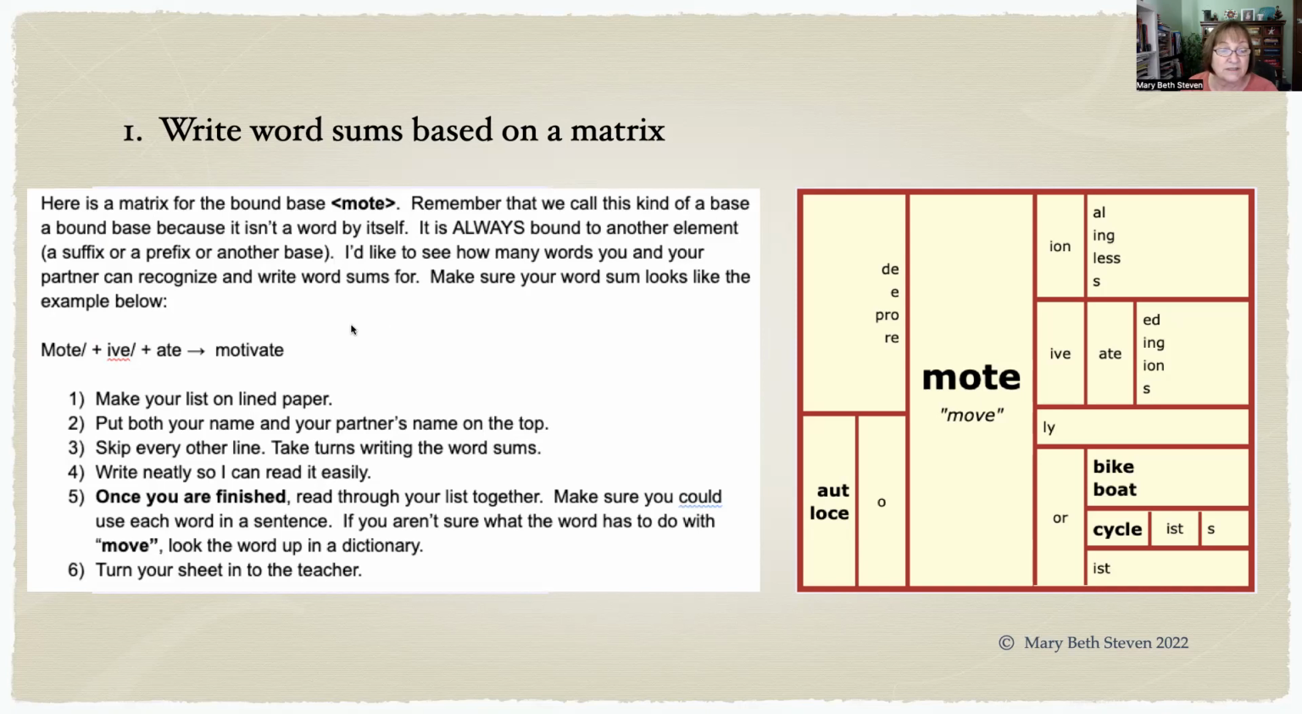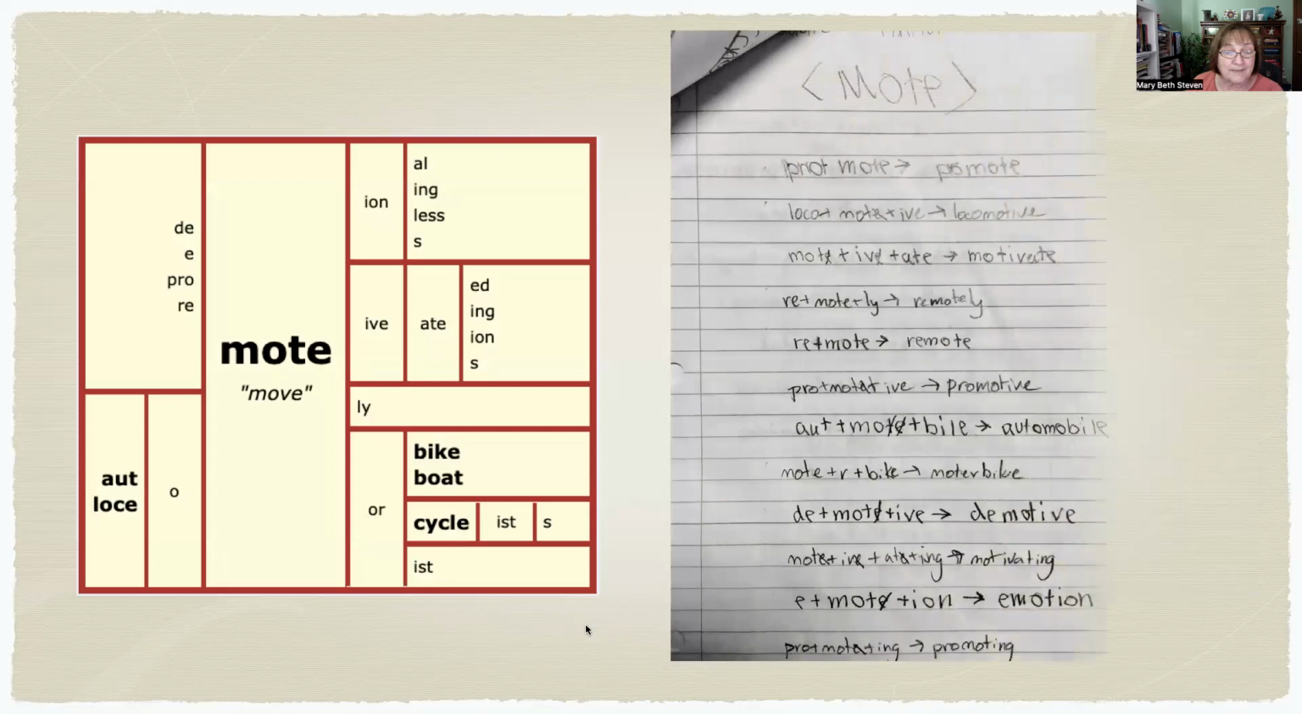Make sure your word sum looks like the example below. 1, make your list on lined paper, put both your name and your partner's name on top, skip every other line, take turns writing the word sums, write neatly so I can read it easily. Once you are finished, read through your list together. Make sure you could use each word in a sentence. If you aren't sure what the word has to do with move, look the word up in a dictionary and then turn it in. So those were my directions for this assignment. And here is a student work example of what I got back.